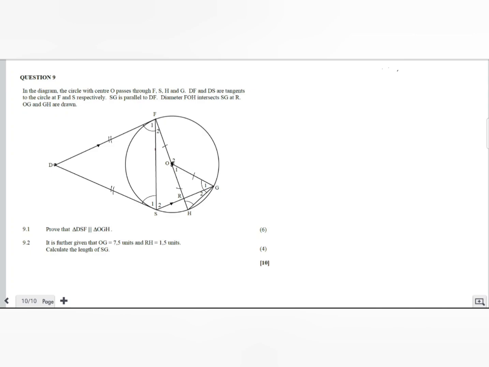F1 and S1 are also equal, isn't it? Yes. But F1 and S2, parallel lines are also given. We can see what the parallel lines are. SG is parallel to DF, which means DF and SG are parallel. So we can identify those equal angles. What are they, corresponding and alternate? F1 is the same as S2, isn't it? F1 and S2 are the same. And we can see that S2 and H are also the same because both are coming from the same arc FH, angles in the same segment.